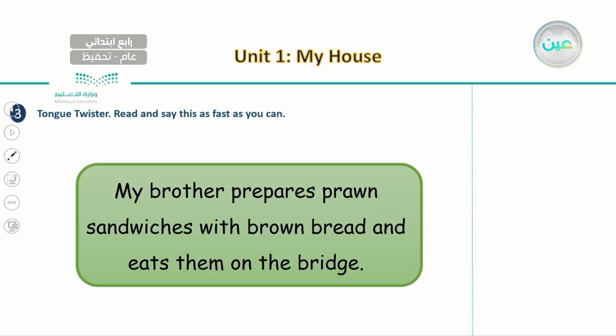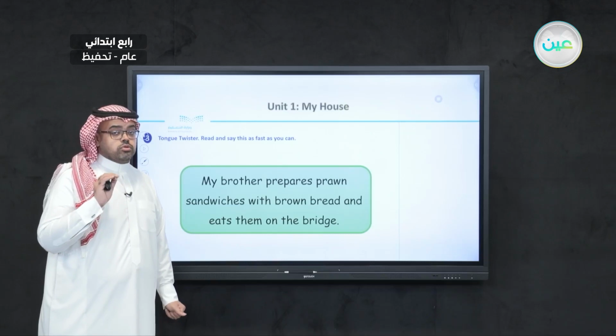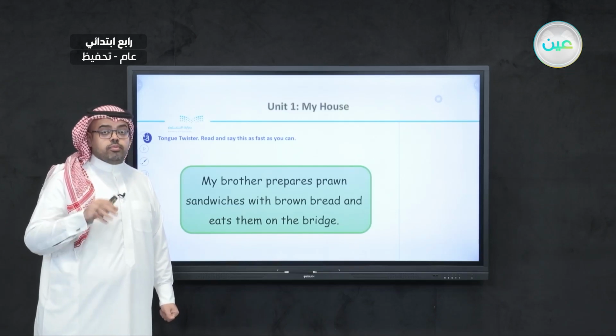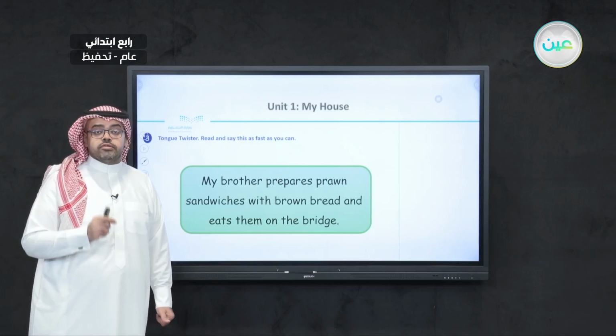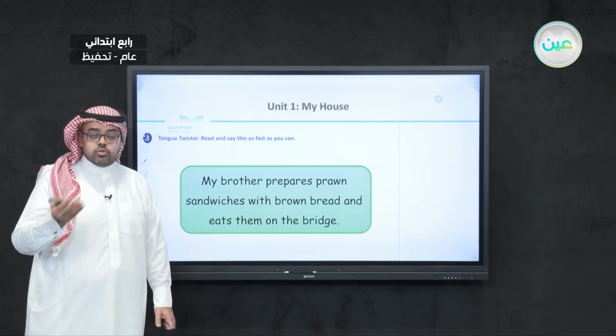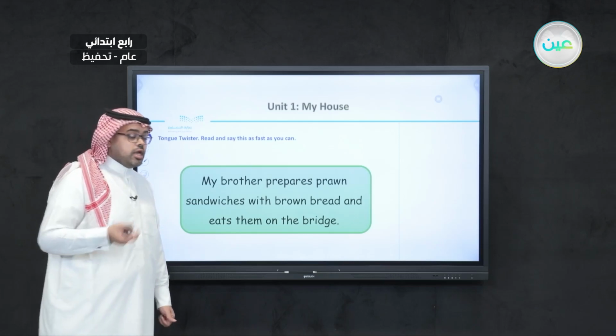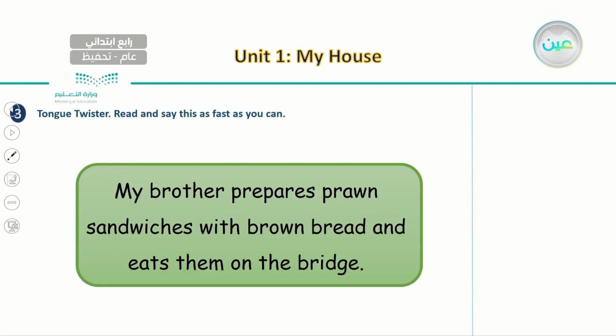Now the last exercise we have is called the tongue twister, where you're going to read and say this as fast as you can. This will help you know your performance by reading and knowing the differences between P and B. Would you like me to try it? Let's read and try it together. My brothers prepare brown sandwiches with brown bread and eat them on the bridge.